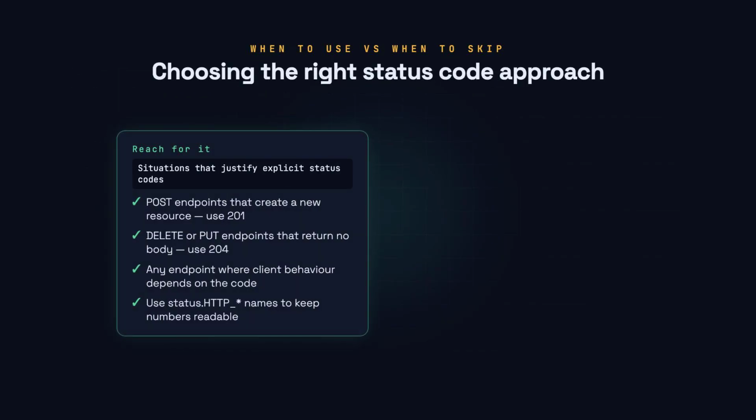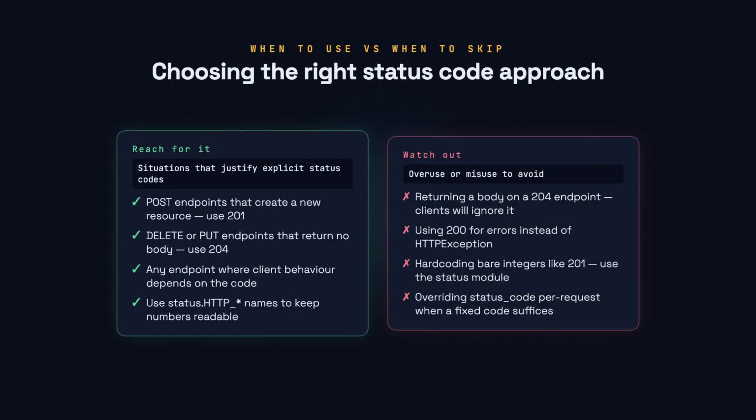Use an explicit status_code anytime the meaning of a successful response is more specific than "it worked." Creating something means 201. Deleting something with nothing to return means 204. On the other hand, watch out for a few traps. If you declare 204 but still return a body, clients are required to discard it, so your data goes nowhere. Never swallow errors into a 200 response. That is what HTTPException is for. And always prefer the named constants in the status module over bare numbers. A typo in a number will not raise an error, but will absolutely confuse your clients.